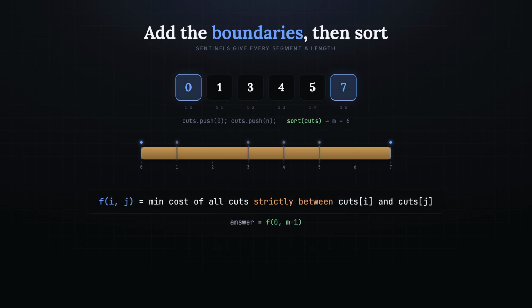We define f(i, j) as the minimum cost to make all the cuts strictly between boundary i and boundary j. The final answer is f(0, m-1), where m is the number of positions after augmentation.